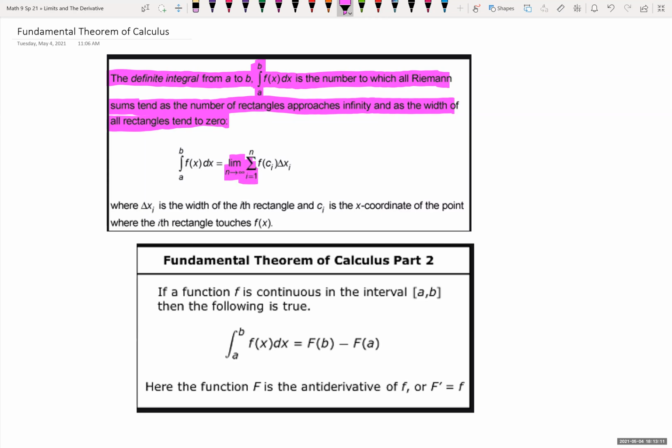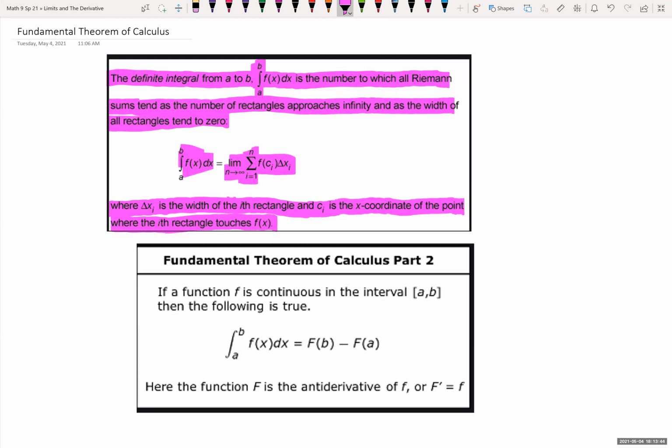I told you about that symbol. That means you're just summing all these things from i equals 1 to n of f of c sub i times delta x sub i, where delta x sub i is the width of each ith rectangle, and c sub i is the x coordinate of the point where the ith rectangle touches f of x.